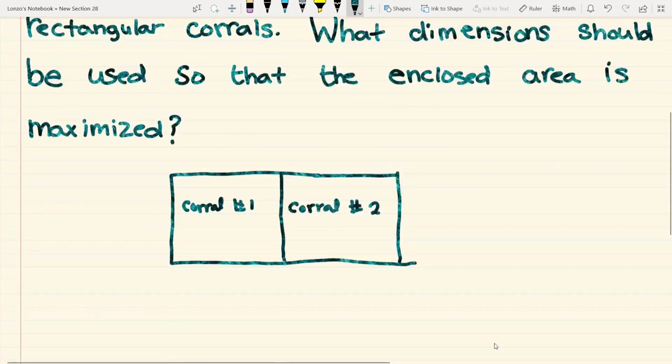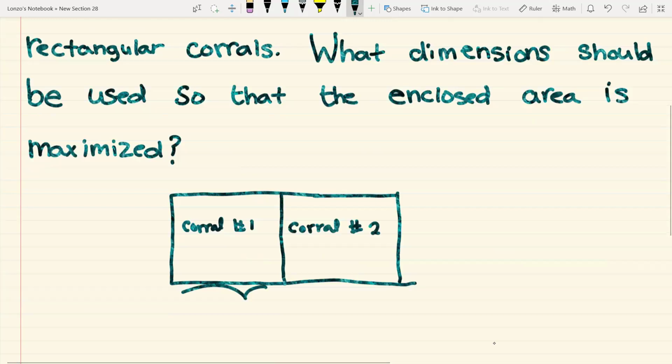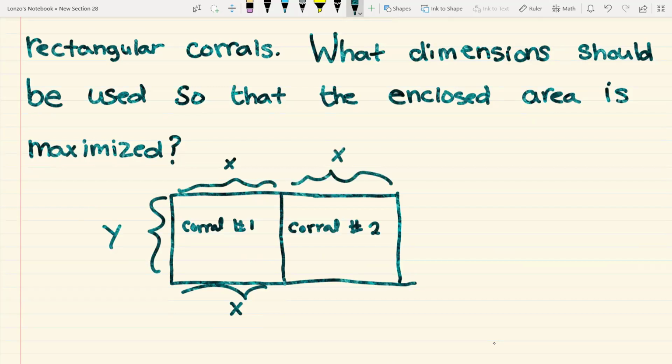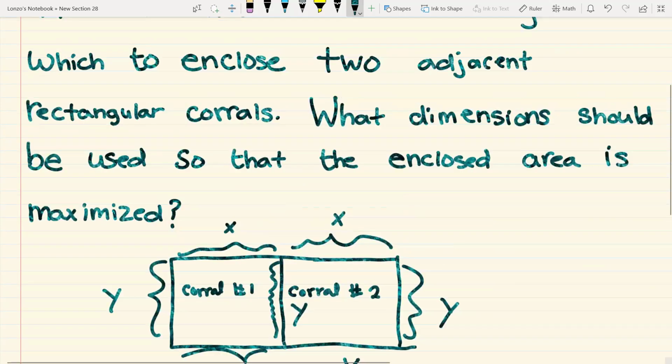Maybe we could call this length x, and then this vertical distance y. This length here would also be x. This would also be x. This would also be y, and then this would also be x. Then this length here is just one, technically y, and there's only one y.